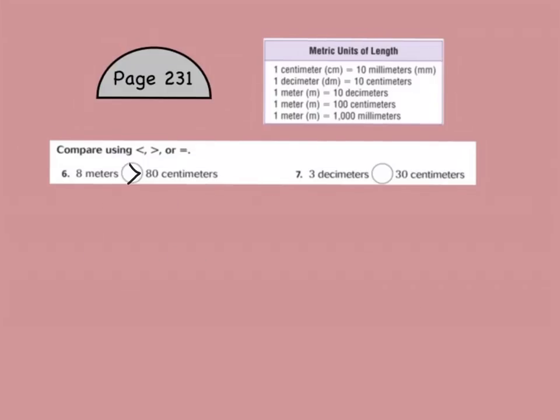All right, boys and girls, it is time for you to go ahead and try one on your own. I'd like for you to try number 7. You're going to go ahead and represent the 3 decimeters and 30 centimeters.